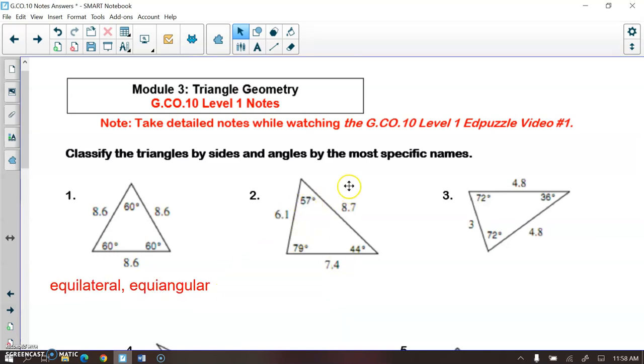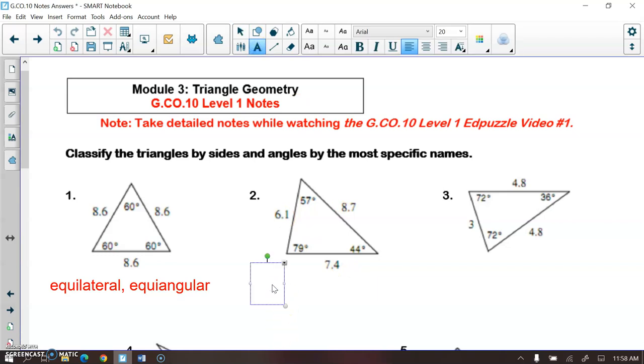my side lengths are all different. So classifying it by the side lengths would be a scalene triangle. And my angles are all less than 90 degrees, so it would be an acute triangle.